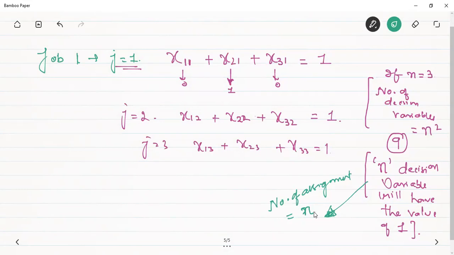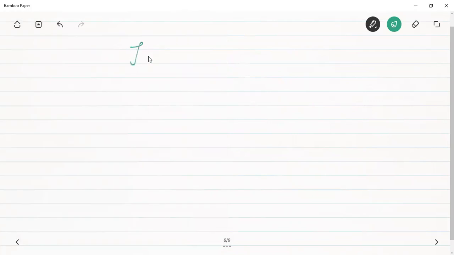This is the definition of the assignment problem. Currently we will deal with the balanced assignment problem, since the number of jobs is equal to the number of workers. So how to solve this assignment problem? Again, it is a linear programming problem, but we won't use any graphical method or the simplex table. Just like we devised algorithms for the transportation problem, for solving the assignment problem we have an algorithm known as the Hungarian algorithm.